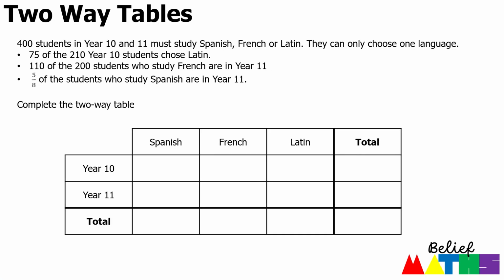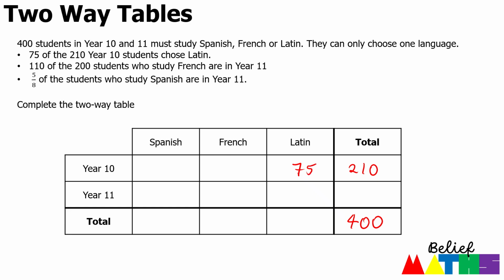Looking then at two-way tables. Two-way tables is done quite a bit, and it's quite an interesting one to look at in terms of filling them out. It's about taking your time with these. So it tells us that 400 students are in total. So that total down here is 400 students. It then tells us 75 out of the 210 year 10s chose Latin. So that tells us that there are 210 year 10s and 75 of them chose Latin.